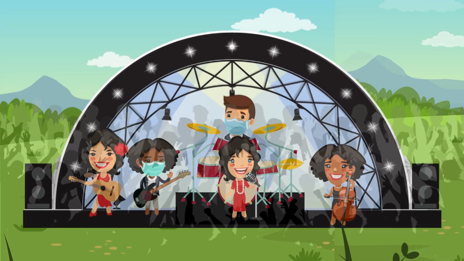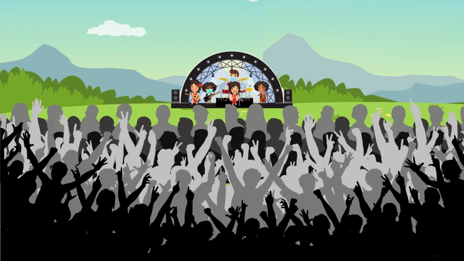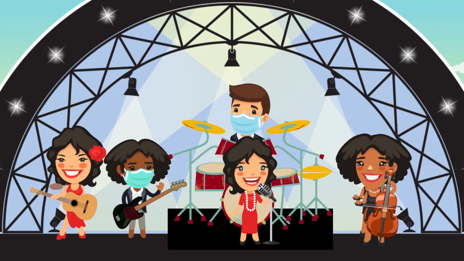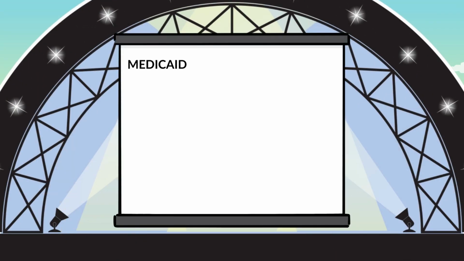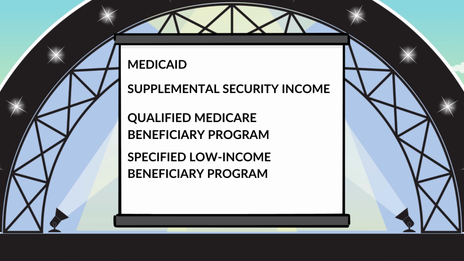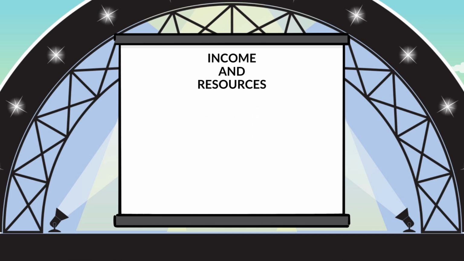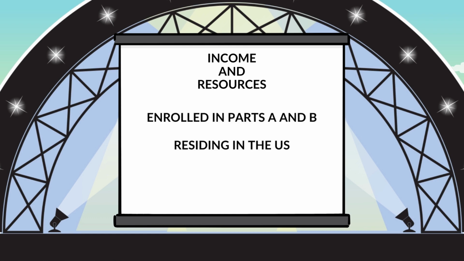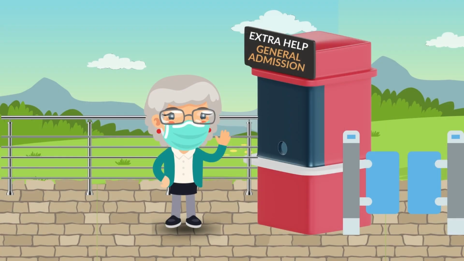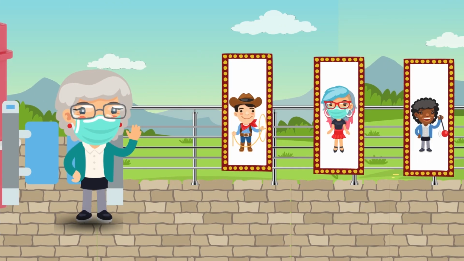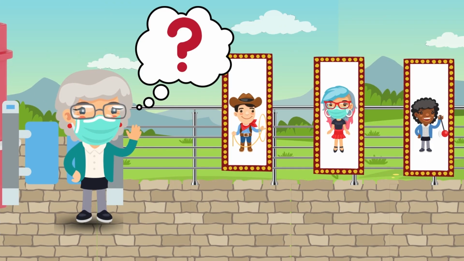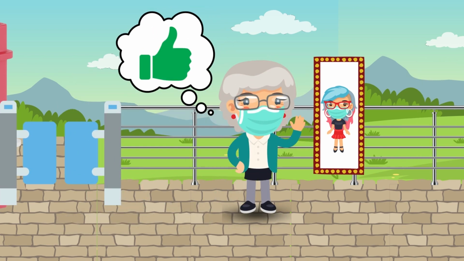This program, with over 14 million enrollees and counting, could be enrolled in automatically if beneficiaries are eligible for other programs such as Medicaid, Supplemental Security Income, QMB, SLMB, or QI. Beneficiaries might also qualify based on their income and resources. A few other requirements, such as being enrolled in Parts A and B and residing within the U.S., must be met too. Beneficiaries do not need to be enrolled in Part B when they apply, but will have to choose a Part D plan soon after they are accepted. If they do not, a plan will be chosen for them.